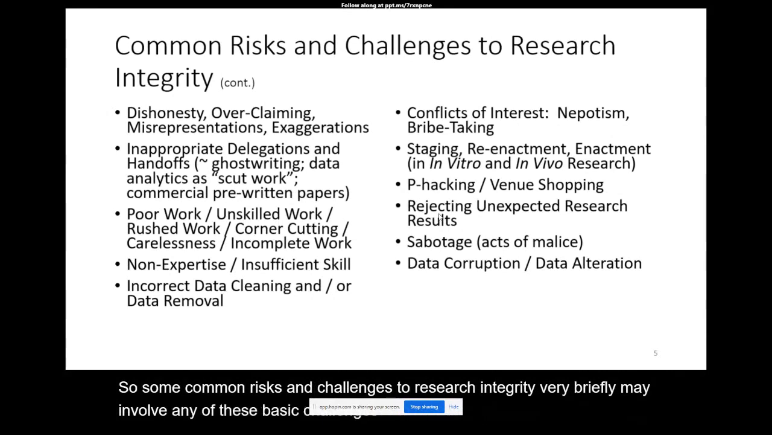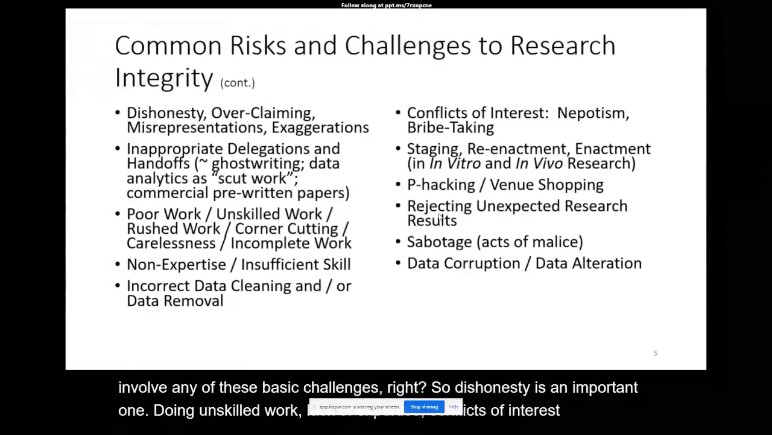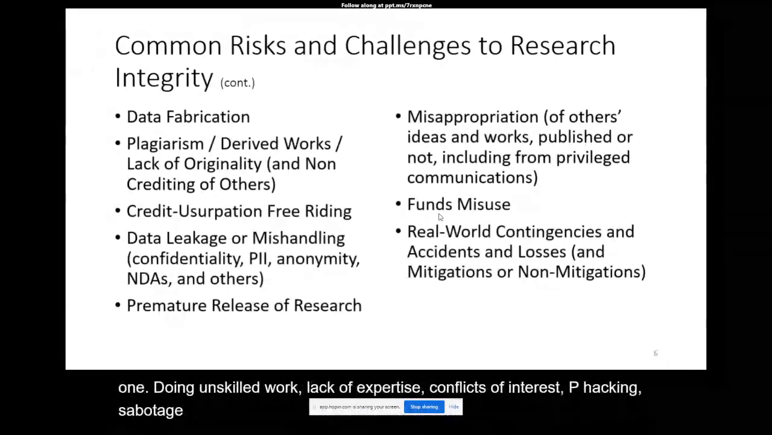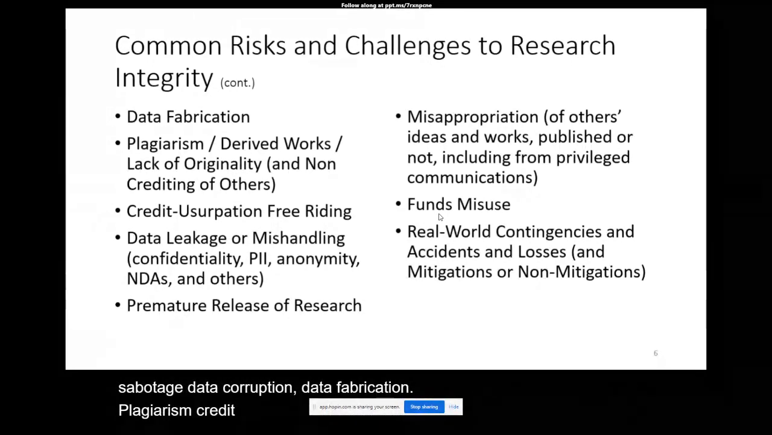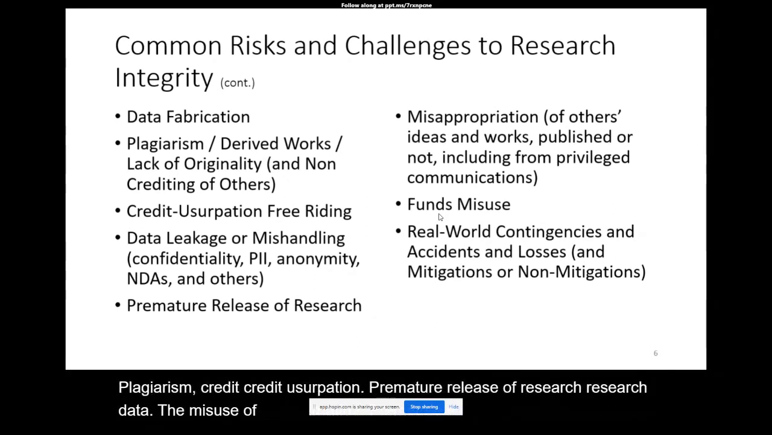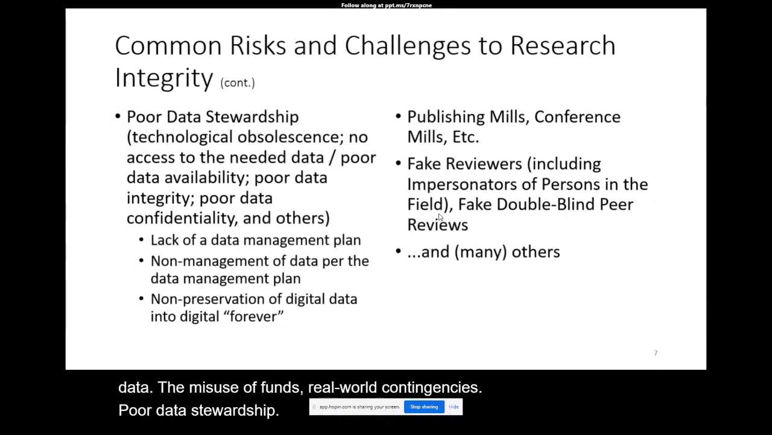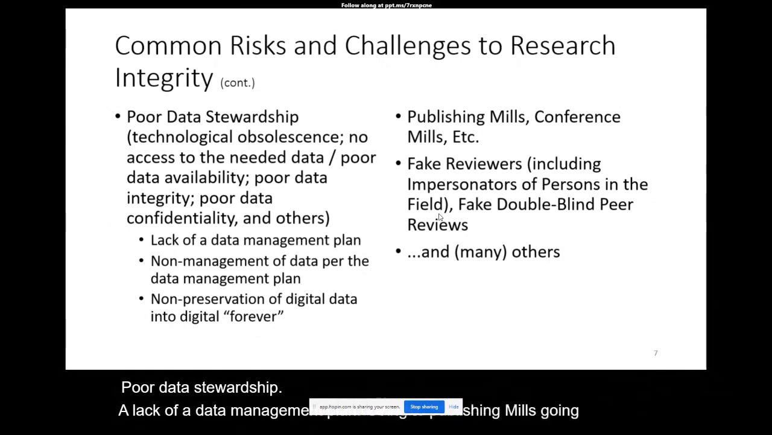So some common risks and challenges to research integrity, very briefly, may involve any of these basic challenges, right? Dishonesty is an important one, doing unskilled work, lack of expertise, conflicts of interest, p-hacking, sabotage, data corruption, data fabrication, plagiarism, credit usurpation, premature release of research data, the misuse of funds, real world contingencies, poor data stewardship, a lack of a data management plan, going to publishing mills, going with fake reviewers, and many others.